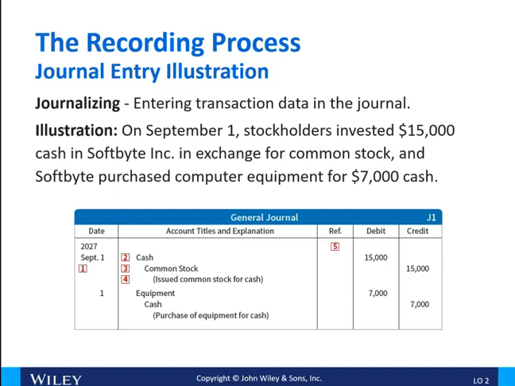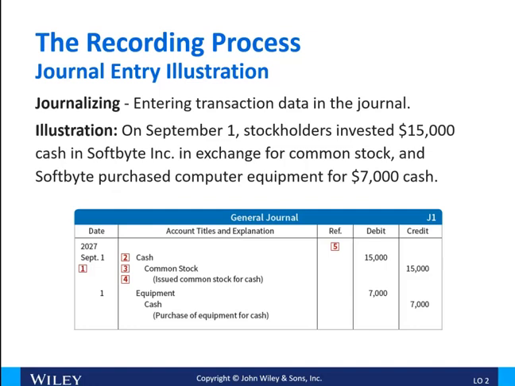Journalizing is entering the transaction data in the journal. Here's an example. September 1st, stockholders invested $15,000 cash in SoftBite in exchange for common stock, and SoftBite purchased computer equipment for $7,000 cash. So we'll go through the numbers down here. First thing you do, number one, is you put the date. So September 1st is when these transactions happen, so you record that on September 1st.